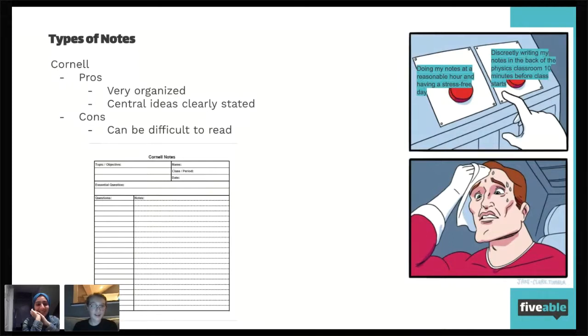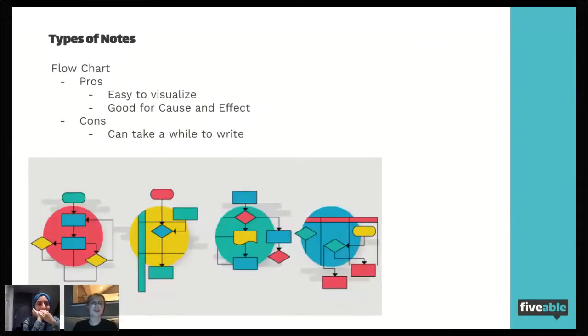And then next up we have flowchart notes. Flowchart notes are really cool because they're great for visual learners. You can easily see cause and effect, and what branches off of other things. I think it's the Princeton Review book that has a really great flowchart of all the different causes and effects of the Industrial Revolution. But unless you're a very fast writer or an expert at flowchart notes, they can take forever to write. So especially if you have a time constraint, that's not ideal.